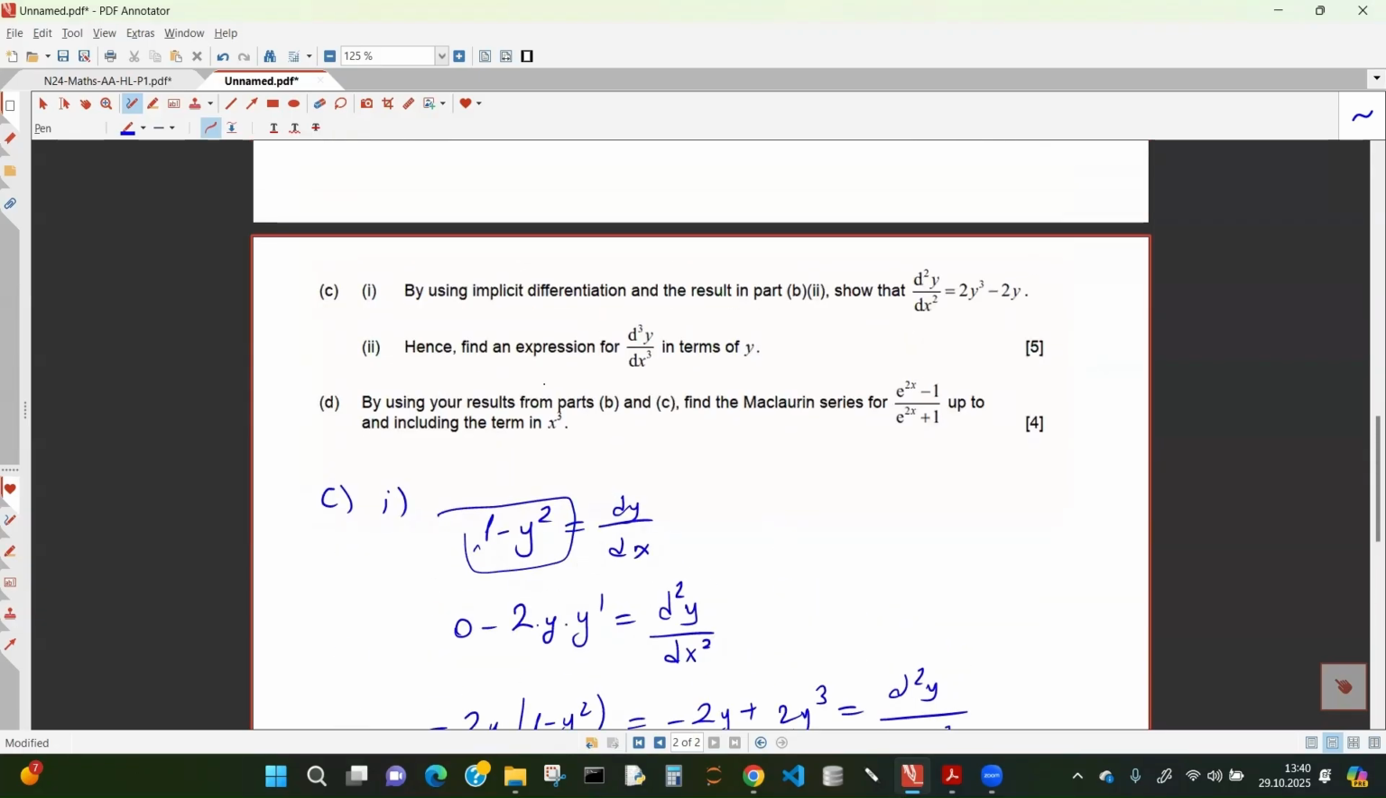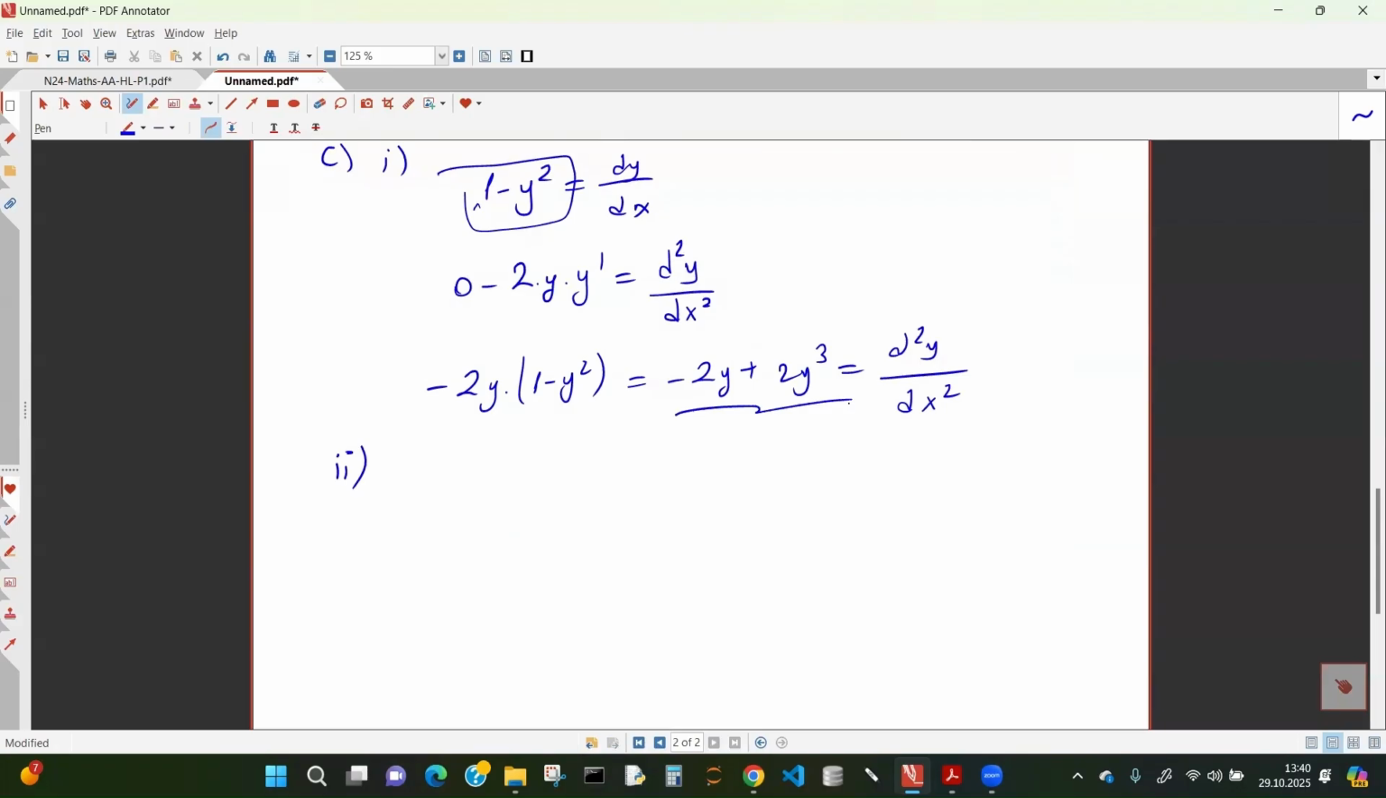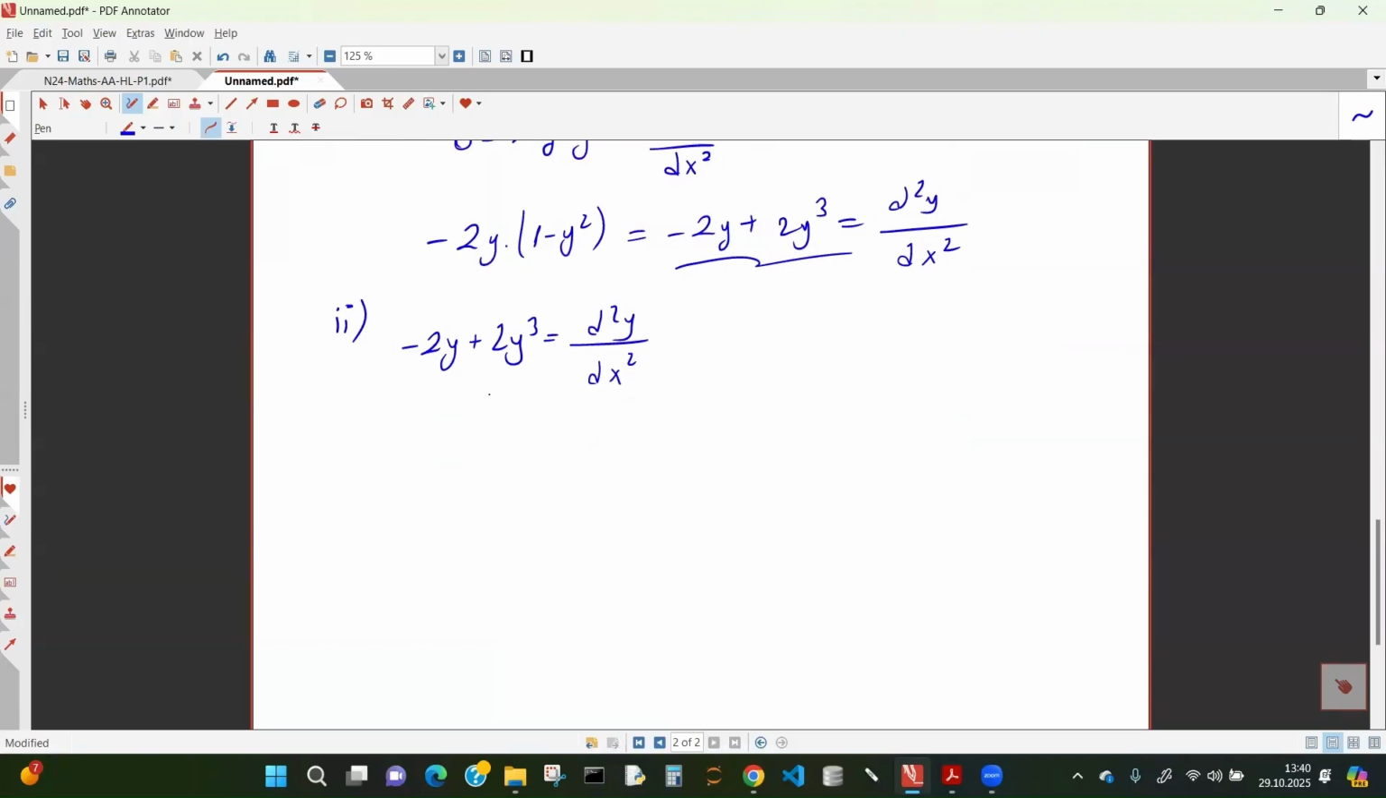The second question is to find an expression for the third derivative of y in terms of y. Again, we're going to apply implicit differentiation. So I'm writing again what we found in the previous question. This is the second derivative, and we again apply the derivative. We will find minus 2 times y prime plus 2 times 3 times y squared times the derivative of y equals the third derivative of y in terms of x.